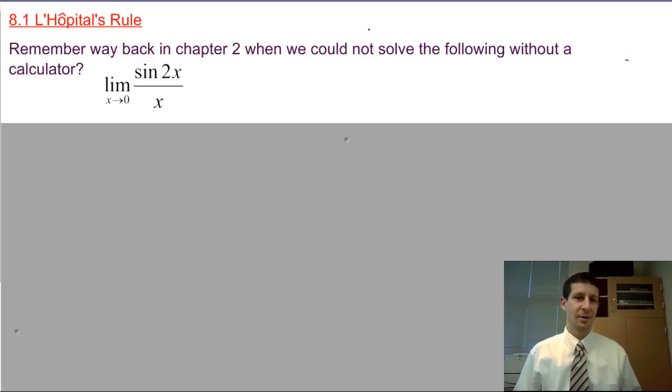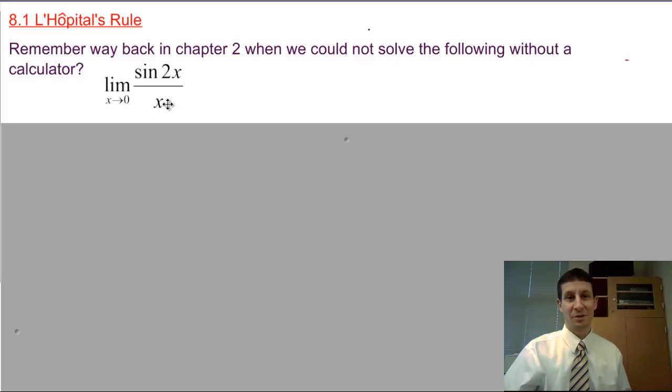To start the video, I want to begin with a limit problem that I accidentally assigned to you guys. If you remember way back in Chapter 2, I wasn't letting you use your calculators for anything, and I assigned a homework problem that was finding the limit as x approaches 0 of sine of 2x over x. Our technique usually has been to start by trying to sub in this value to see what we get. And in this problem, you end up with sine of 0, which is 0 over 0.